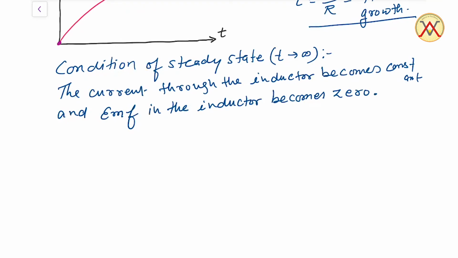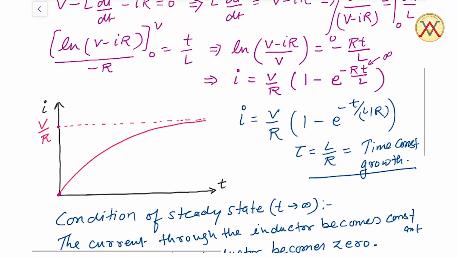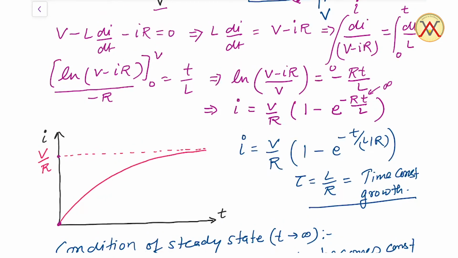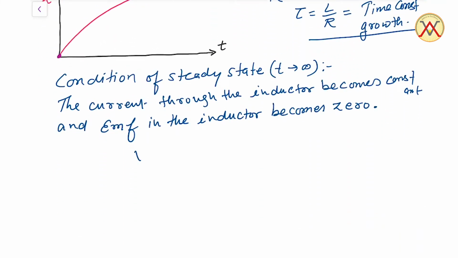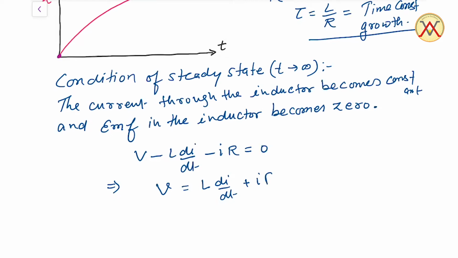Now if we discuss the power delivered by the battery, I use the expression of Kirchhoff's voltage law: V minus L di by dt minus IR equals 0, which implies V equals L di by dt plus IR. Now I multiply this equation by current, and we find that V times I equals L di by dt times I plus I squared R.